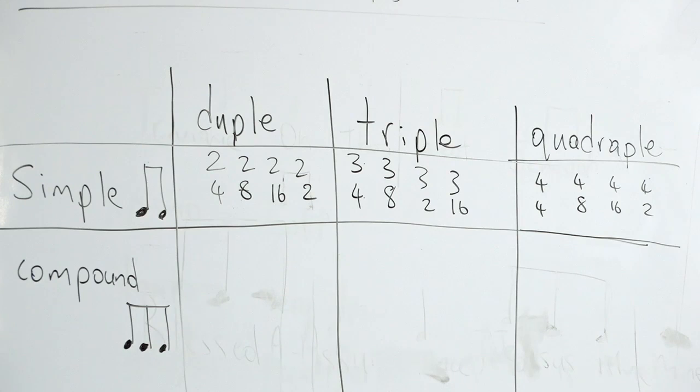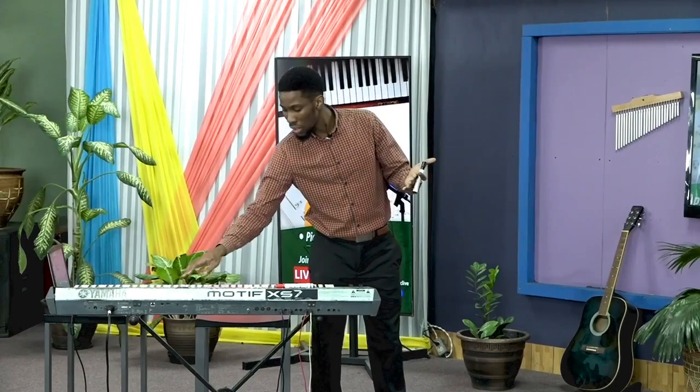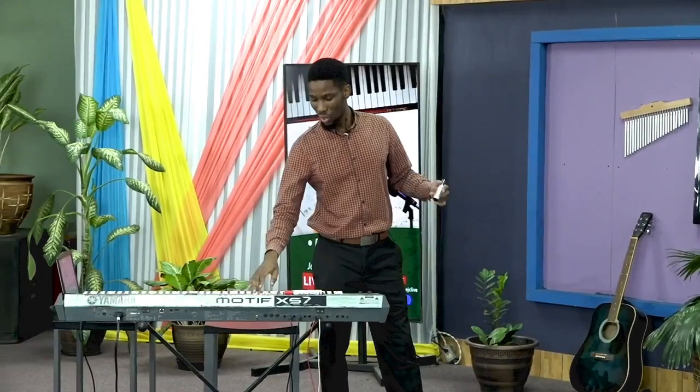So you'd have 1 and 2 and 1 and 2 and. For triple, 3 would simply be 1 and 2 and 3 and 1 and 2 and 3 and 1 and 2 and 3. So this is an exercise to help you get it going. For quadruple, you just count to 4 and you divide the beat in 2, just like how you did it for duple and triple. So you go 1 and 2 and 3 and 4 and 1 and 2 and 3.